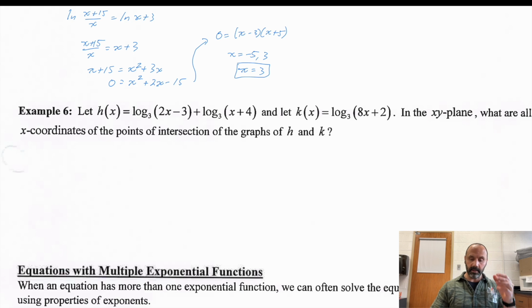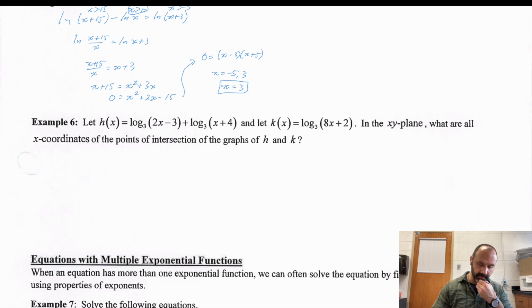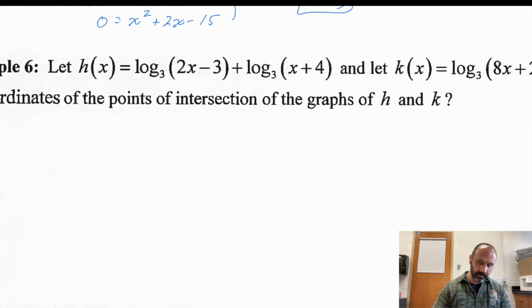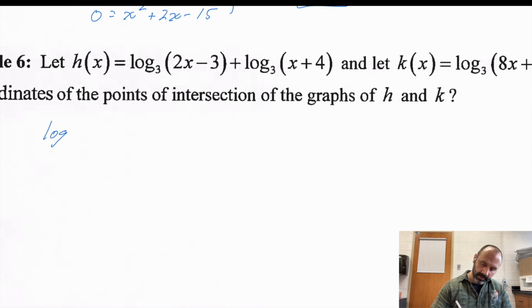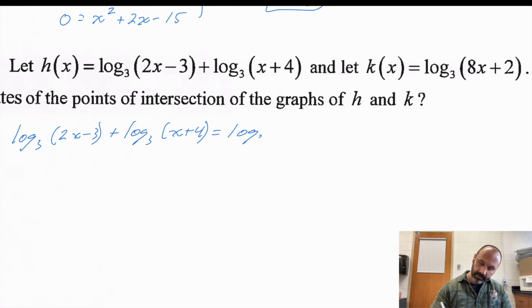Good. So now we've got an expression for h of x and k of x, and it says, what are all the x coordinates of the points of intersection of the graphs h and k? Again, we set these equal to each other to find where that would be. So log base 3 of 2x minus 3 plus log base 3 of x plus 4 equals log base 3 of 8x plus 2. Okay, so these are being multiplied.